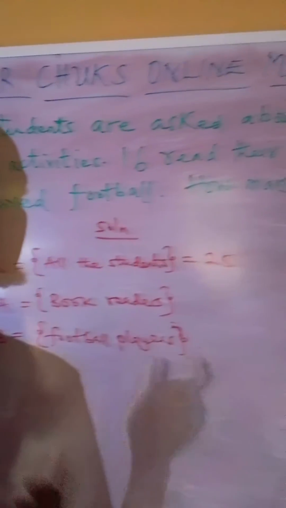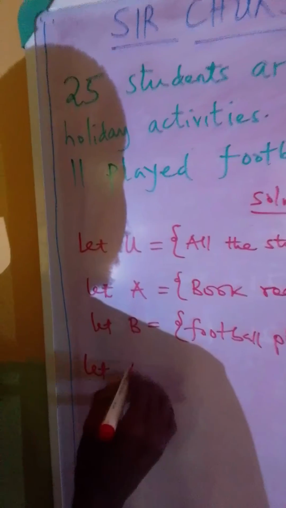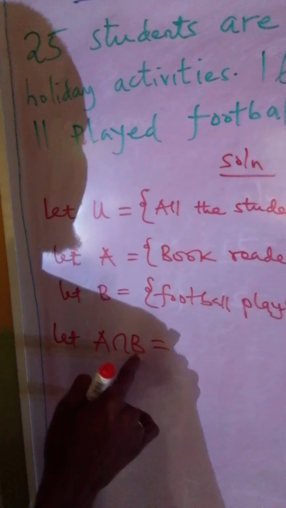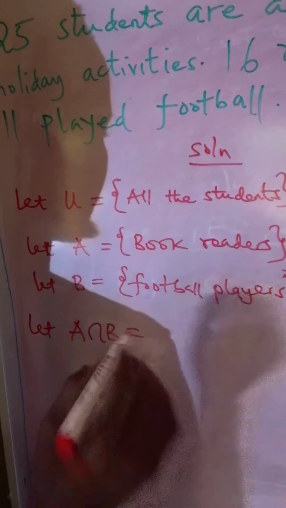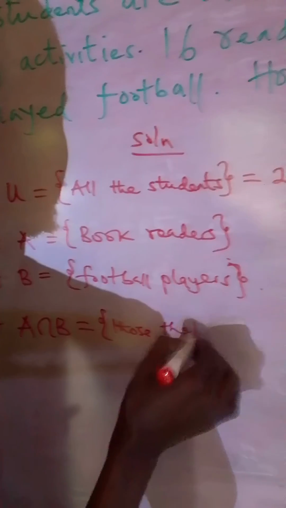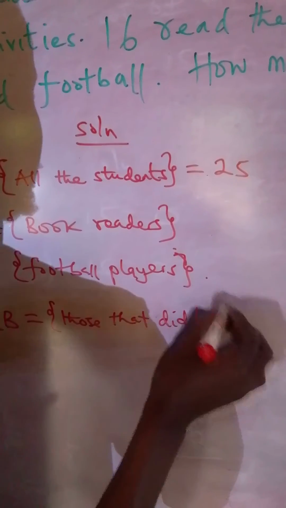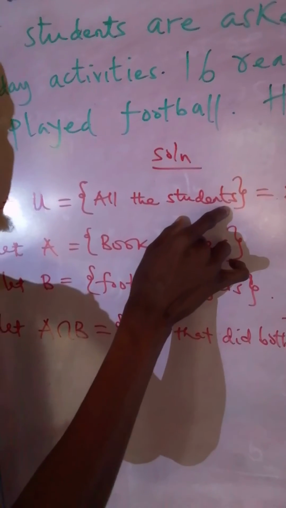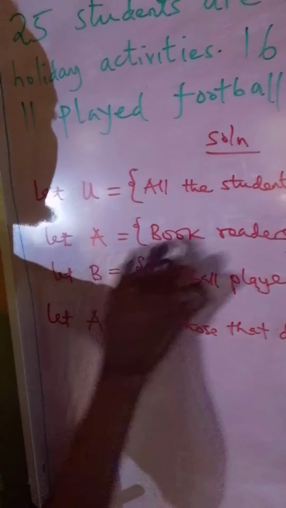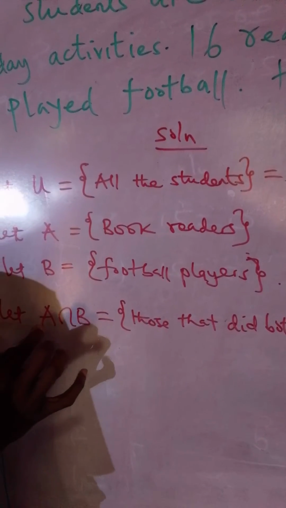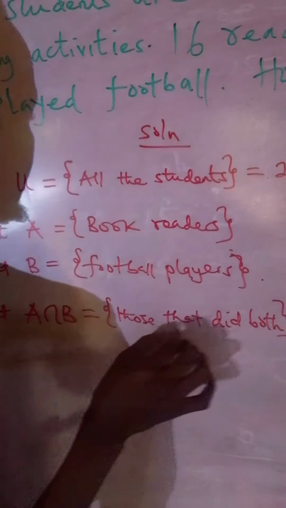Then we are asked how many did both. So we now say let A intersection B, that means set A and B, be those that did both. Let's represent it as X. So let U be all the students in the class that were asked about their holiday activities. Let A be the book readers. Let B be the football players. Let set A intersection set B be those that did both.